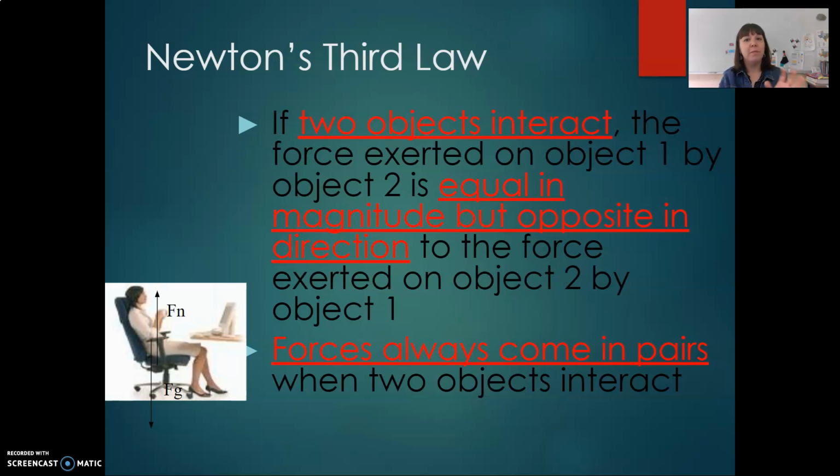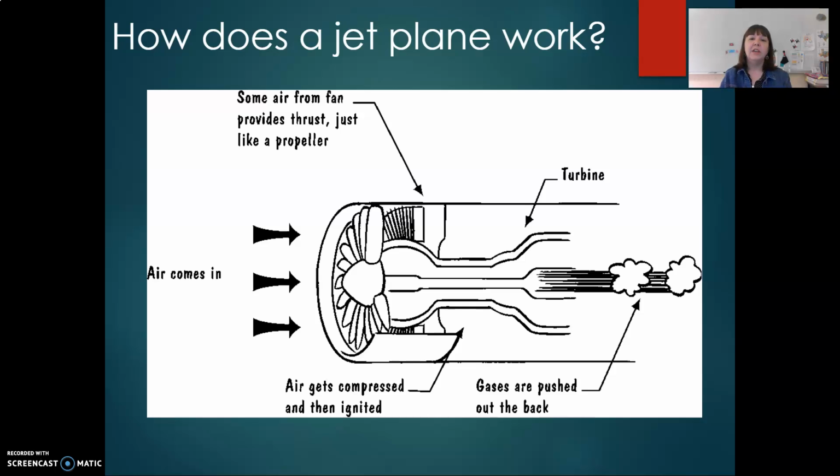And then whether or not it's balanced determines whether or not we get acceleration with the second law. So look at the jet plane. This is a jet engine. You can see air comes into the front of the jet plane. It compresses and shoots backwards.